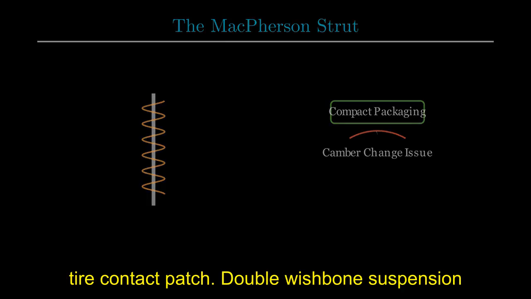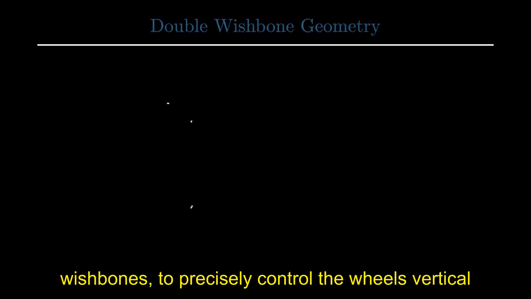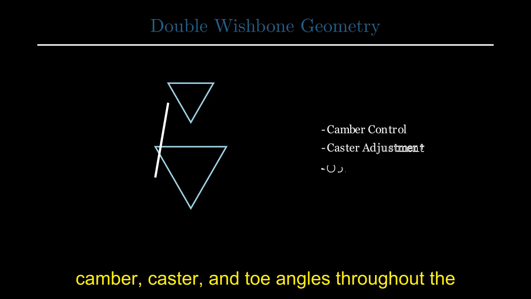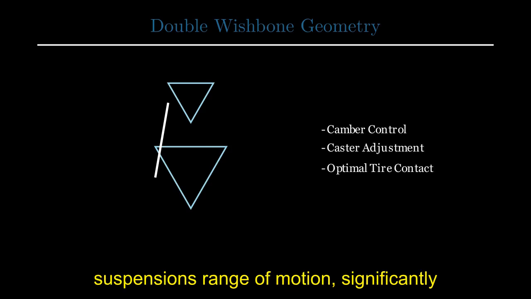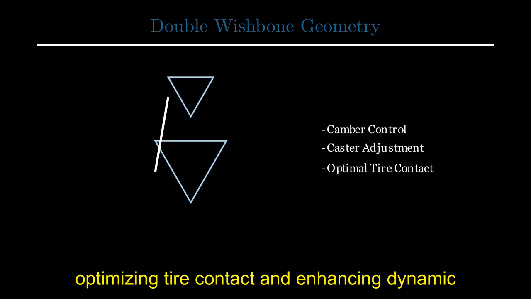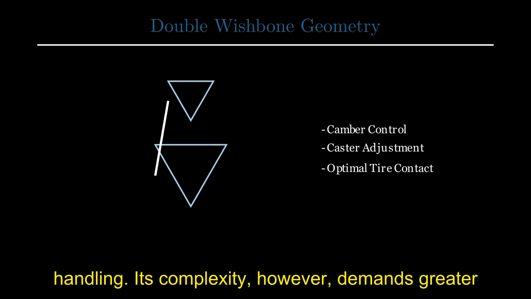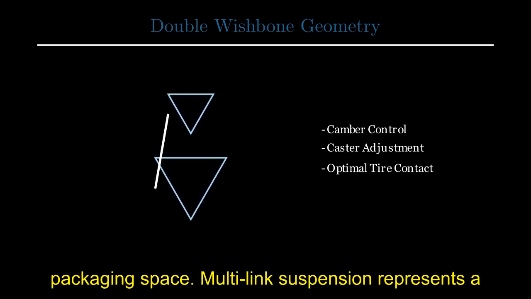Double wishbone suspension employs two triangular or A-shaped arms, known as wishbones, to precisely control the wheel's vertical movement. This design offers superior control over camber, caster, and toe angles throughout the suspension's range of motion, significantly optimizing tire contact and enhancing dynamic handling. Its complexity, however, demands greater packaging space.